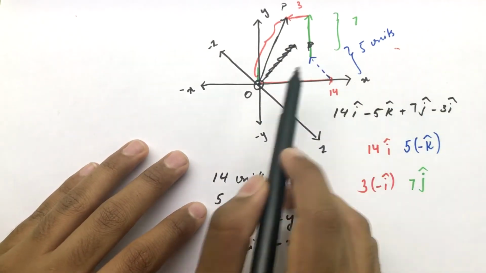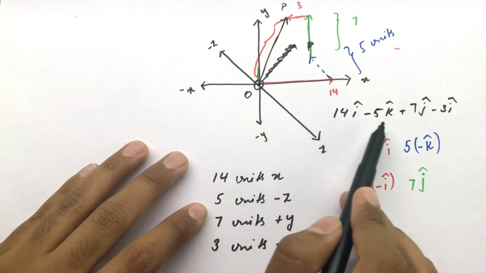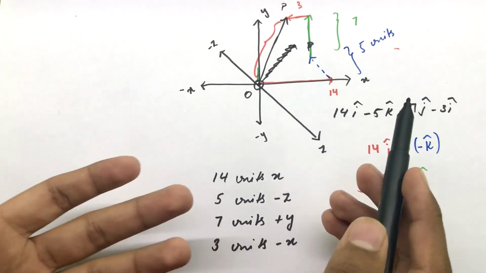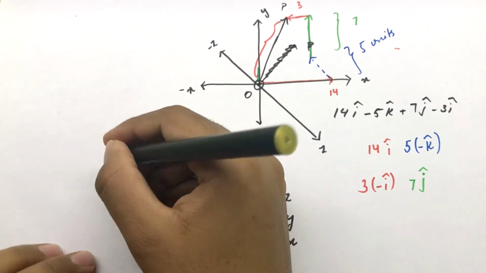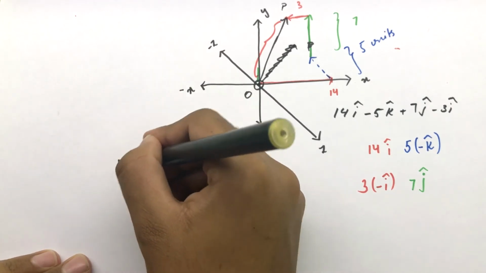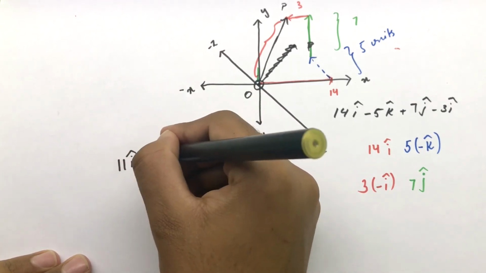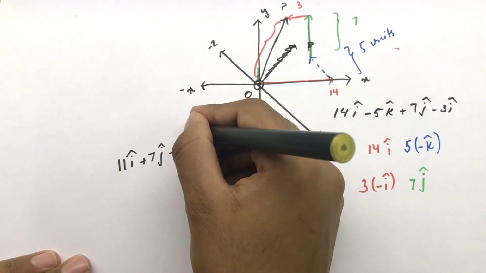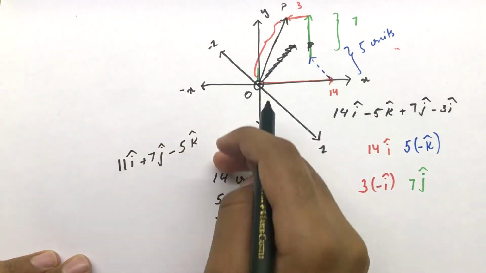Okay. So now this is the final vector. So over here we have 14i minus 3i. This is basically equivalent to 14 minus 3, which is 11. So the final vector is 11i cap plus 7j cap minus 5k cap. So this is the final vector.